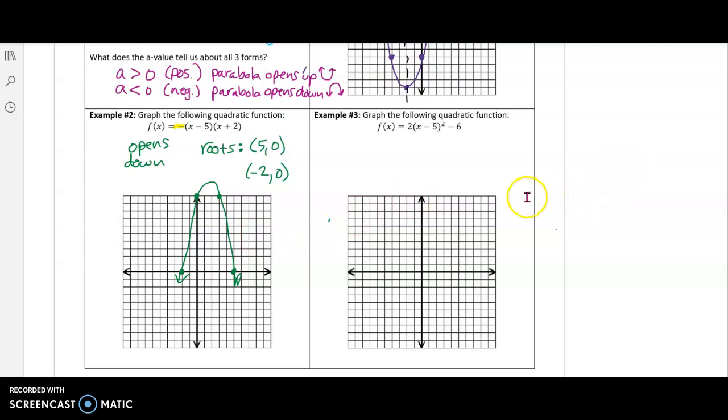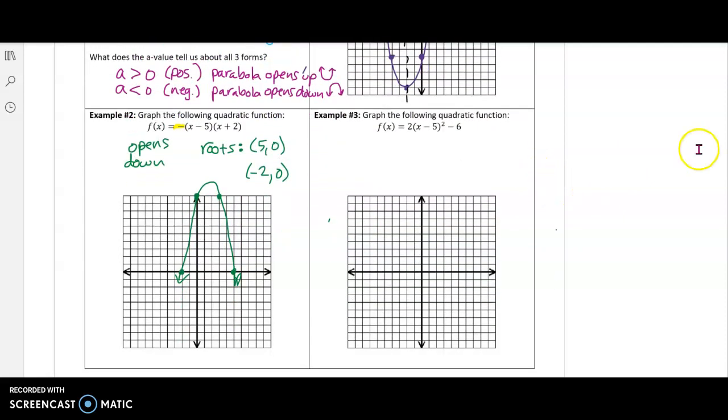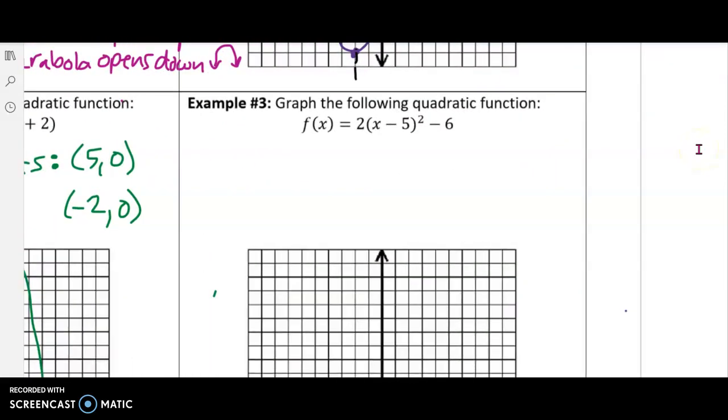Last example, let's look at vertex form here. Now in vertex form, remember those numbers, 5 and 6 are our vertex. But if it's inside parentheses like this one is, it's the opposite sign. So the opposite of -5 is +5. And the -6 stays a -6. Okay? So that is our vertex, and we can go ahead and plot it at 5, -6.